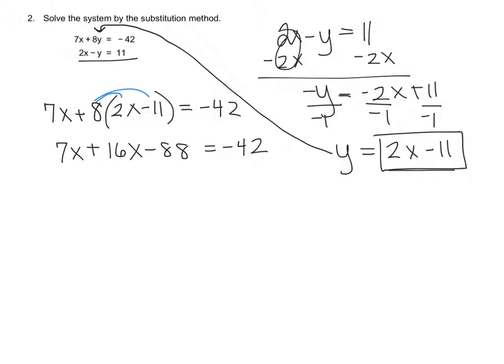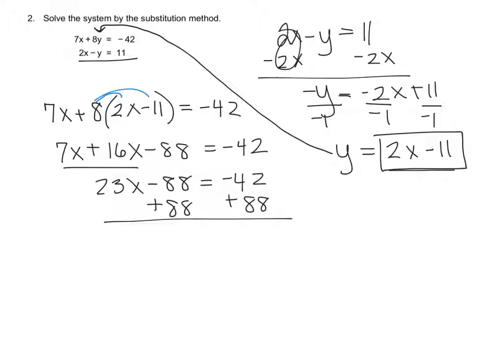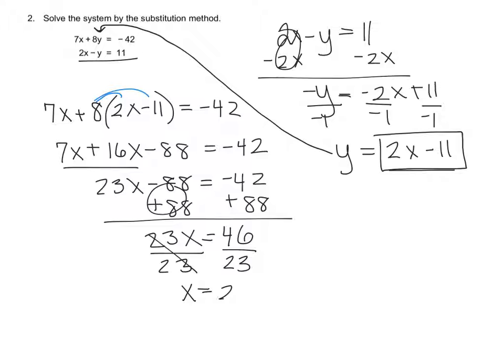Next, I'm going to combine like terms on the left side. 7x plus 16x is 23x. Now I'll add 88 to both sides. And I have 23x equals 46. Lastly, we'll divide both sides by 23. And we get x equals 2.